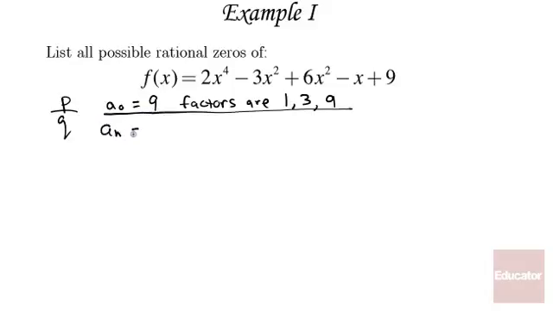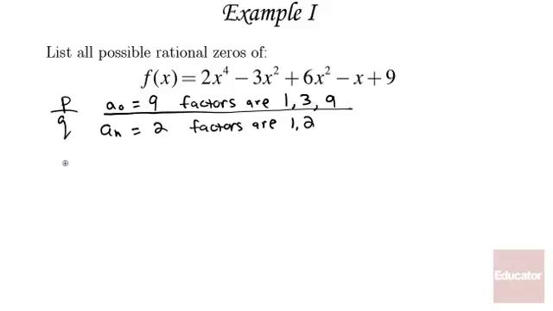Here, the leading coefficient equals 2. Factors are just 1 and 2. Okay, so now I'm going to go through all these different combinations of numerator 1, 3, 9 and denominator 1 and 2.